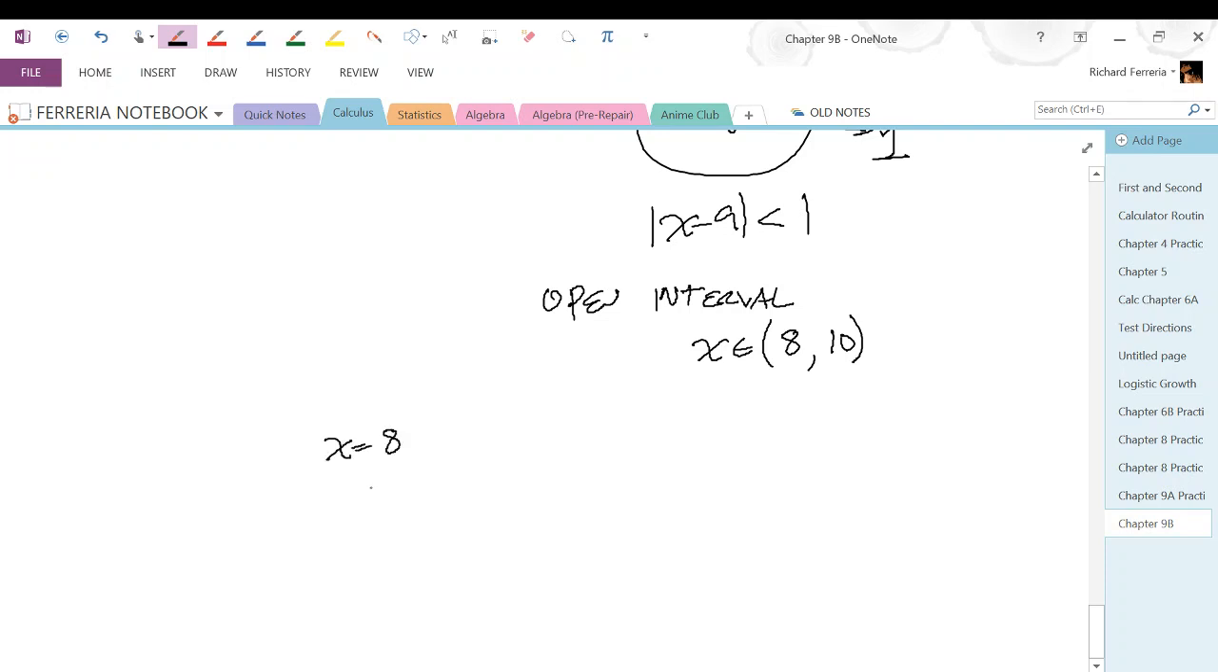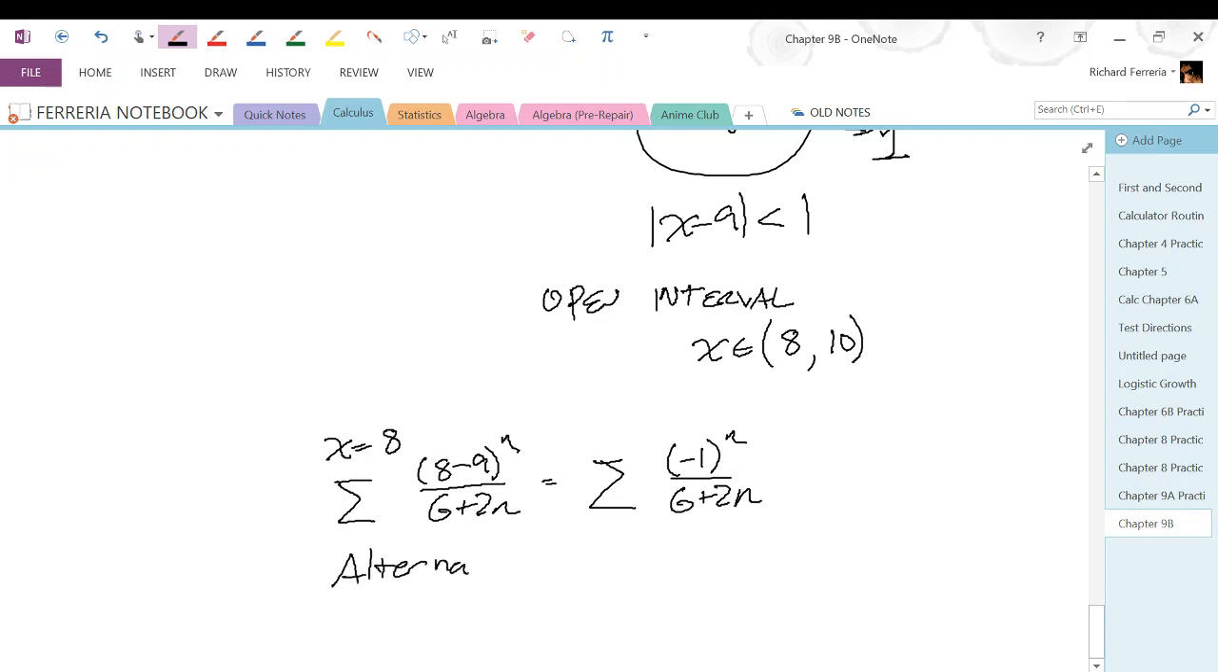Okay, when x equals 8, we get the series of 8 minus 9 to the n over 6 plus 2n, which is the series negative 1 to the n on top of 6 plus 2n. This is an alternating series, so I'm going to write alternating series so that the person reading my paper thinks I'm smart.